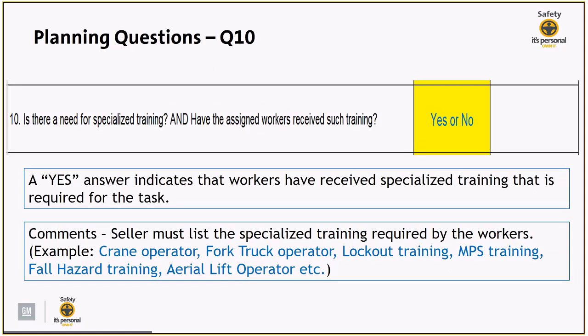Question 10 is asking, is there a need for specialized training, and have the assigned workers received such training? An answer yes would indicate that the workers have received the specialized training that is required for the task. So some comments you may expect to see would be a list of the specialized training that is required by the workers, such as crane operator training, fork truck operator, lockout training, MPS, SCS training, fall hazard training, aerial lift operator, etc.